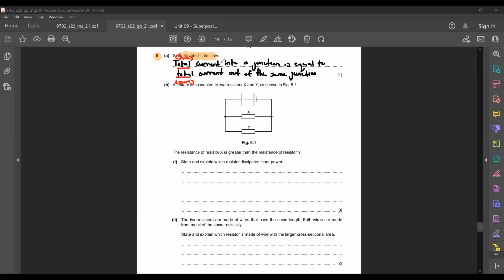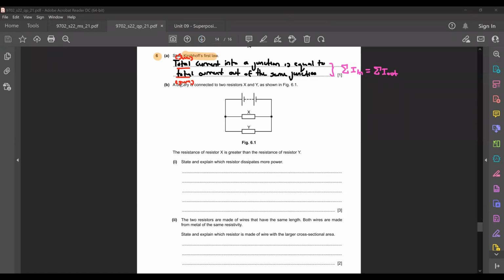Now if you just said current into a junction is equal to current out of the same junction, you won't be getting the marks because you need to specifically write the keyword total current or sum of currents. If you try to express this in an equation, it actually just means this: sum of current into a junction is equal to sum of currents out of a junction. Okay, so that's for this particular question.